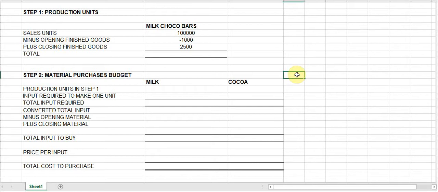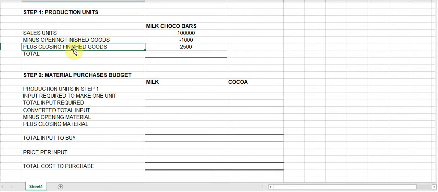Just again, a quick explanation. Why are we minusing opening stock and adding back closing stock? We are minusing opening stock because we are trying to calculate how many chocolate bars we will manufacture this year. If we have opening stock in the warehouse on the first day of the year, we will not be producing those chocolate bars because we already have them in the warehouse ready to be distributed and sold. So we minus it because that's a portion that need not be manufactured. We already have it.